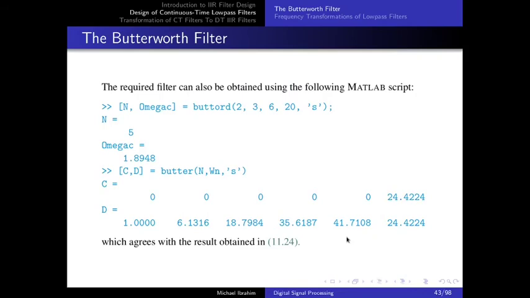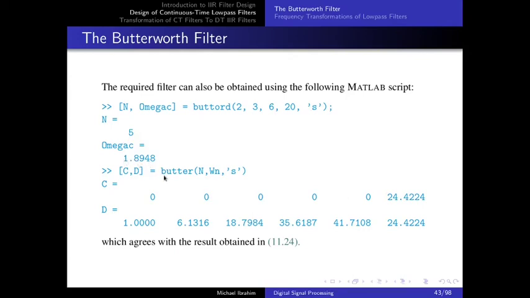And this can be done using MATLAB if you use buttord and butter, and you will get exactly the same results. If you supply omega p, which is 2 radians per second, omega s 3 radians per second, AP 6 decibels, AS 20 decibels, and this 's' over here tells the command that this filter is in the S domain. In other words, it's a continuous time filter. This will give you a 5th order filter and the cutoff frequency exactly as we have computed.